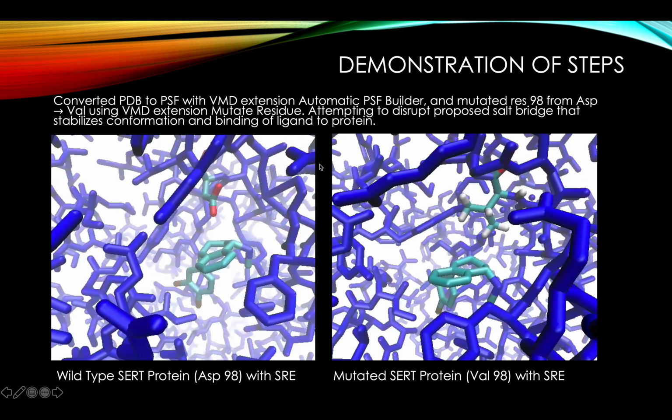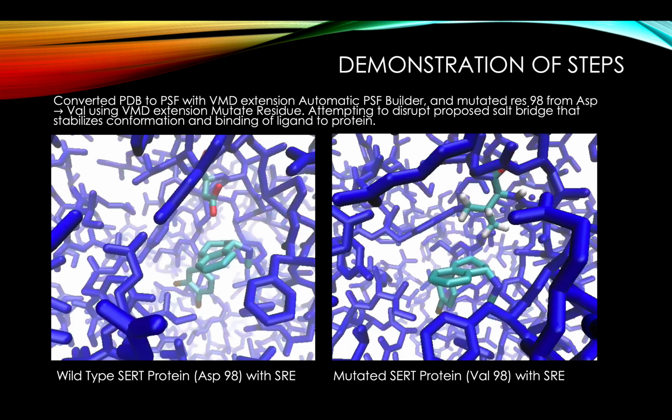So I converted the PDB to the PSF using the VMD extension automatic PSF builder once I had loaded in the topology and parameters files, and I mutated residue 98 from aspartate to valine. And the reason that I chose valine as my mutated residue is because aspartate has oxygen atoms which have an ionic interaction with the positively charged nitrogen in the sertraline.